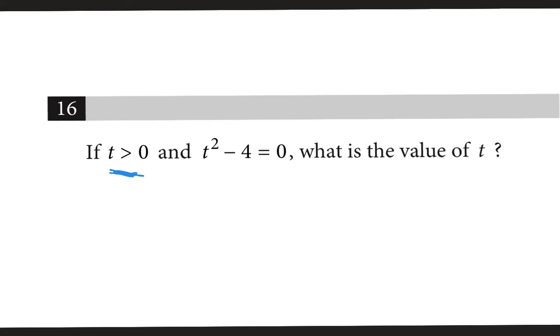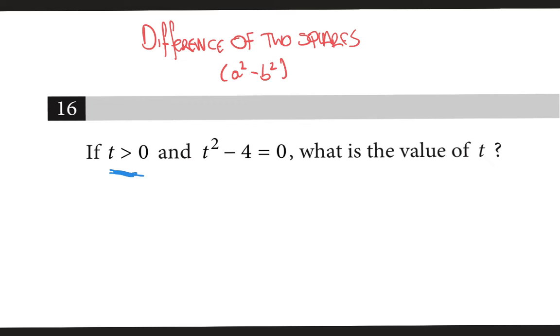Now, an important rule that comes up over and over on the SATs is this one. It's called the difference of two squares, and you will hear me talk about this over and over again. Okay? So, what is the difference of two squares? Basically, if we have a squared minus b squared, we can just write it as (a plus b)(a minus b). Okay?